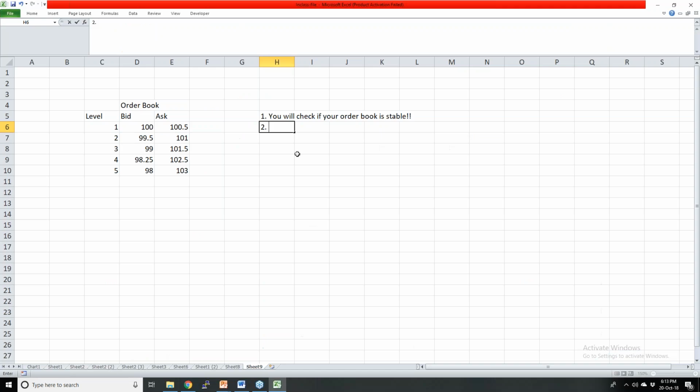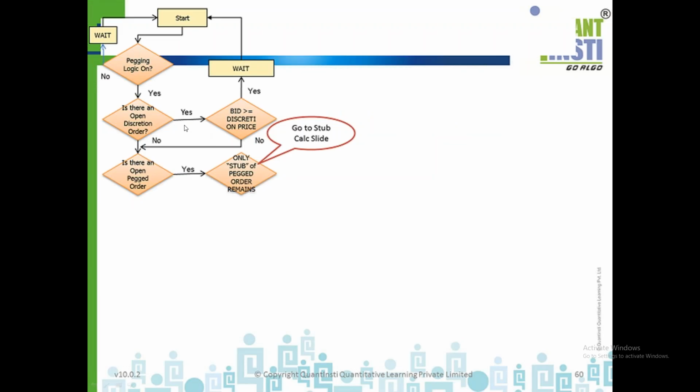Second is if there is a pegging logic. Say yes, there is a pegging logic at 5 cents above the best bid. Then there's a discretion order at 20 cents. The discretion range is 20 cents.